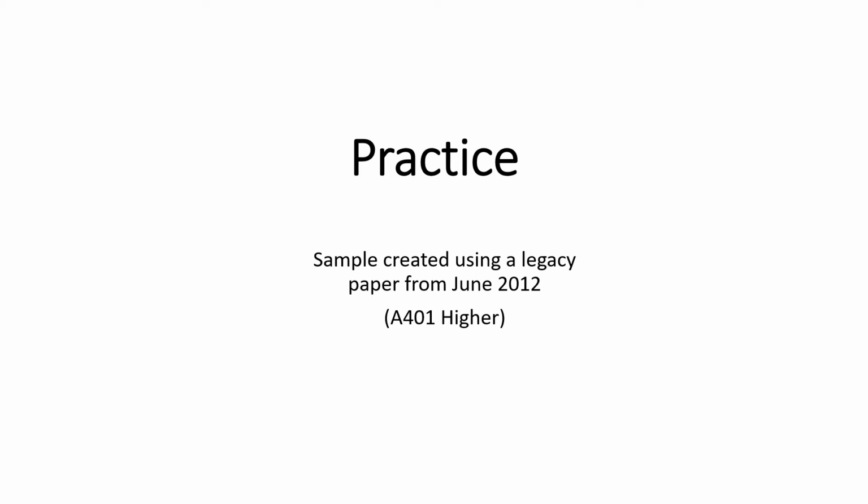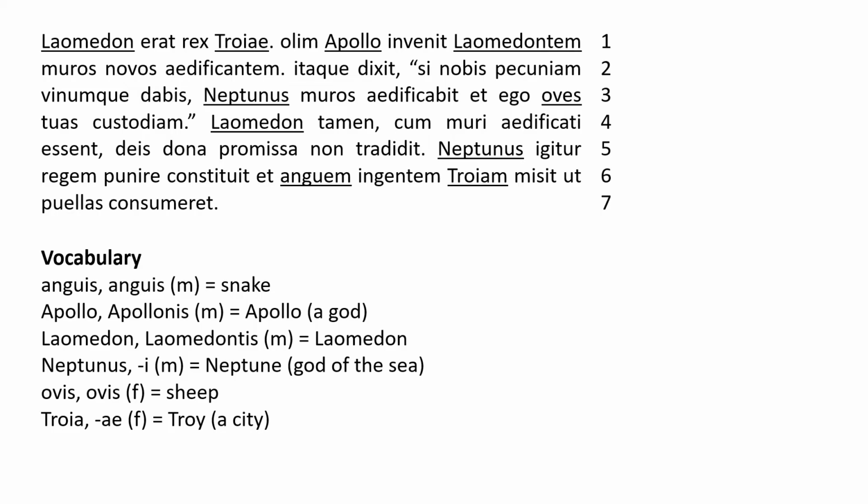So let's look at some examples, and what I've done is taken a passage from a very old paper, prior to the current specification, because I don't want to use any current papers that your teacher might use for a test or anything like that. So we're using a really old paper from prior to when the specification changed, and I've created some questions in the style of the current GCSE. So here's the passage that I'm taking the questions from.